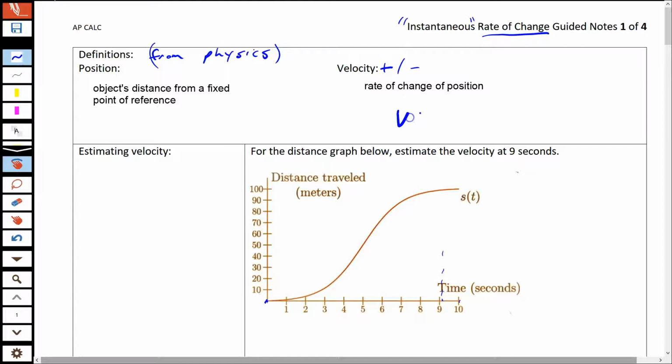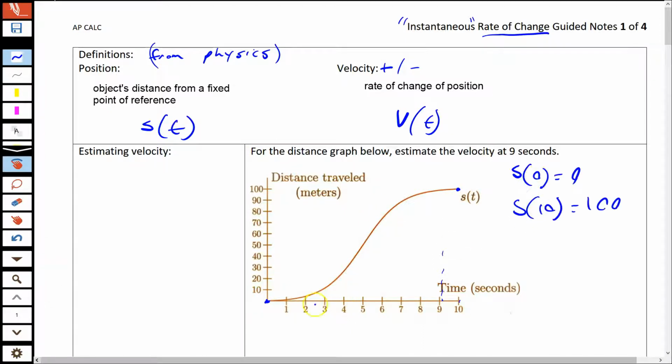By the way, velocity we often write as v of t in our function notation, and then position we write it for some reason as s of t. Okay, so that's what I call it down here. So distance traveled in this particular graph is position. We want to estimate the velocity at 9 seconds. Before we get into that, I'm going to start by asking you to find just the average rate of change over this entire interval, from 0 to 10.